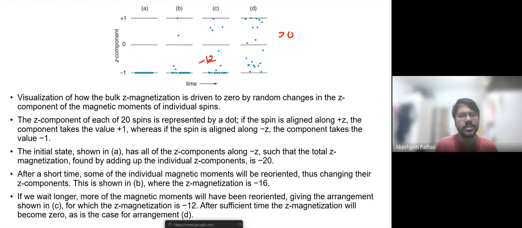Here you are basically considering the z component. If it is at this position, it will have a minus value. If it is moving away from this position, it will have a plus value. So here you have 0, here you have minus 20, here four molecules have left, so you have a net z component of minus 16, here a net z component of minus 12, and here you have 0.